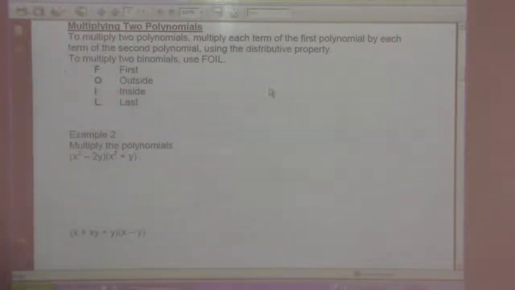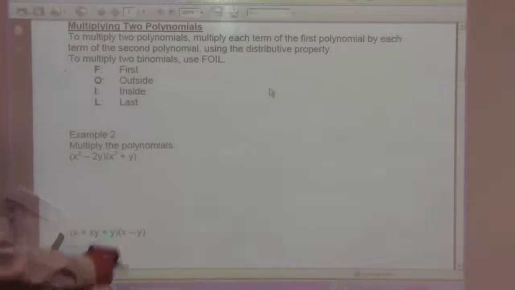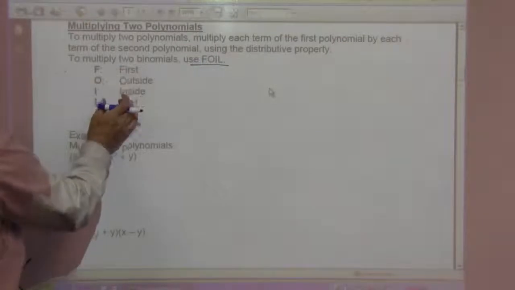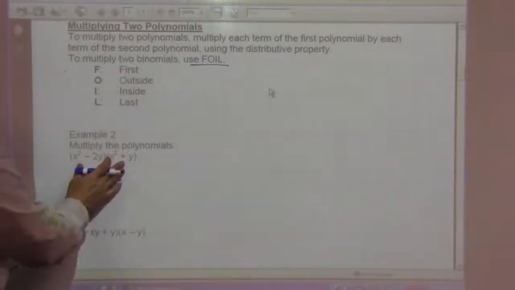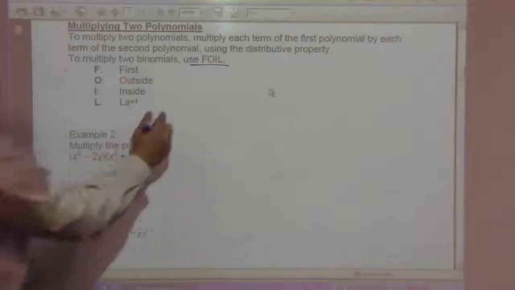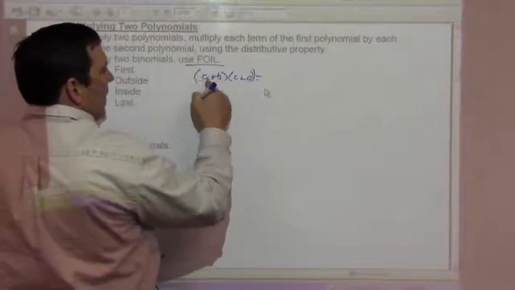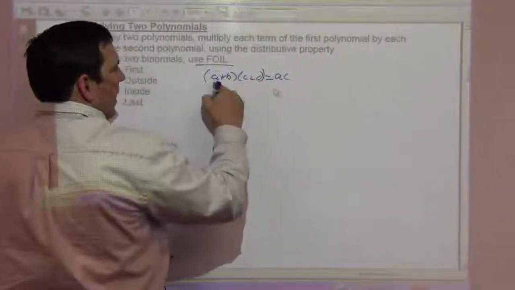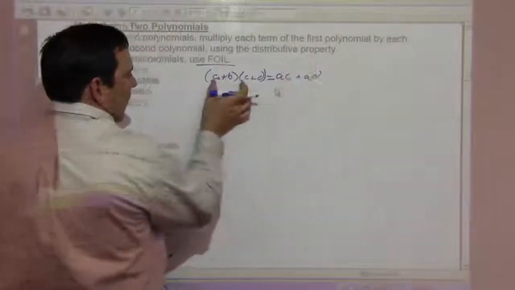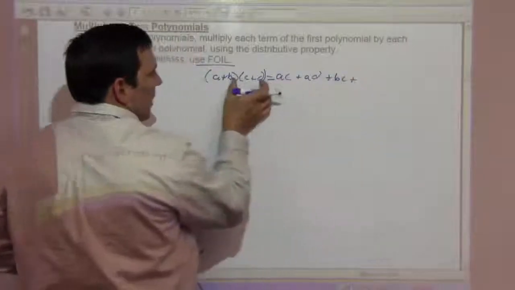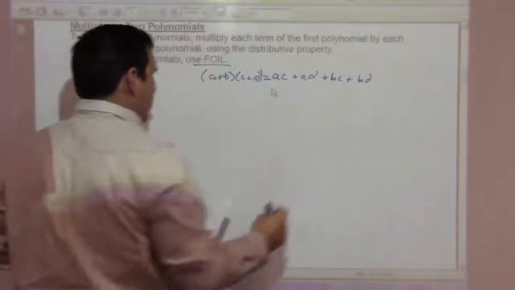Multiply two polynomials. To multiply two polynomials, multiply each term of the first polynomial by each term of the second polynomial using the distributive property. So to multiply two binomials, use FOIL. FOIL means you multiply first, outside, inside, last. So here's an example: A plus B times C plus D. That'd be A times C is AC, A times D is AD. So that's the first ones, outside ones, inside ones are BC, and the last ones, BD.